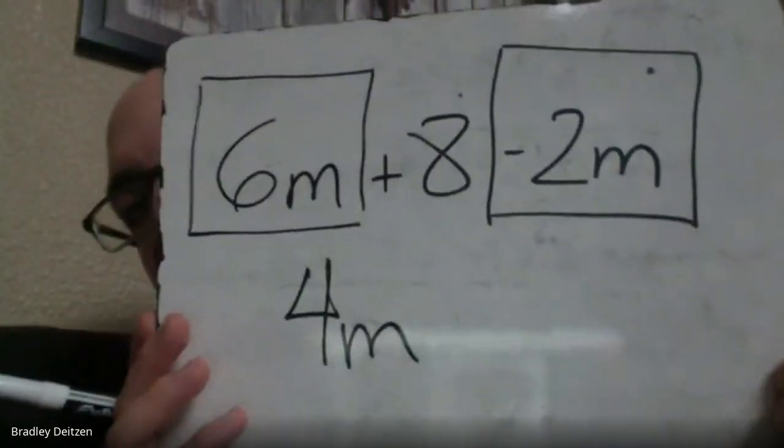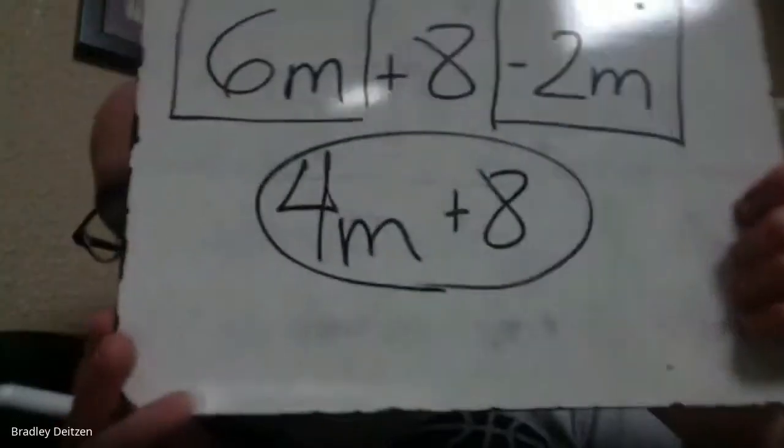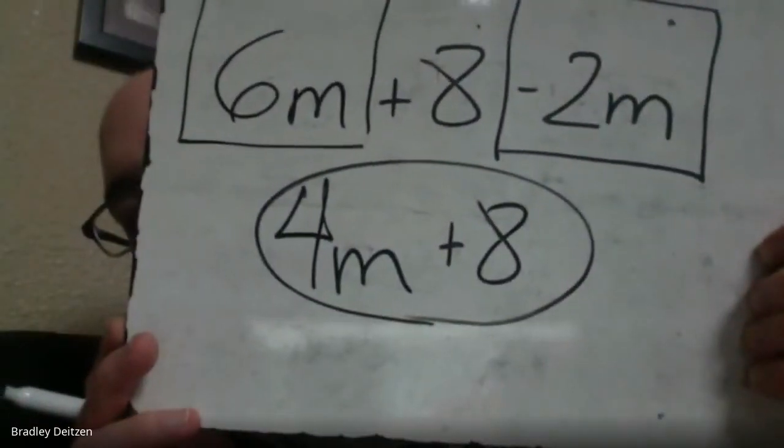So 6m minus 2m, 6 minus 2, that gives us 4m. And then the plus 8 is left over, right? And so we just throw that on the end. And there's our answer, right? We can't go any simpler than that because the 8 does not have the letter m.